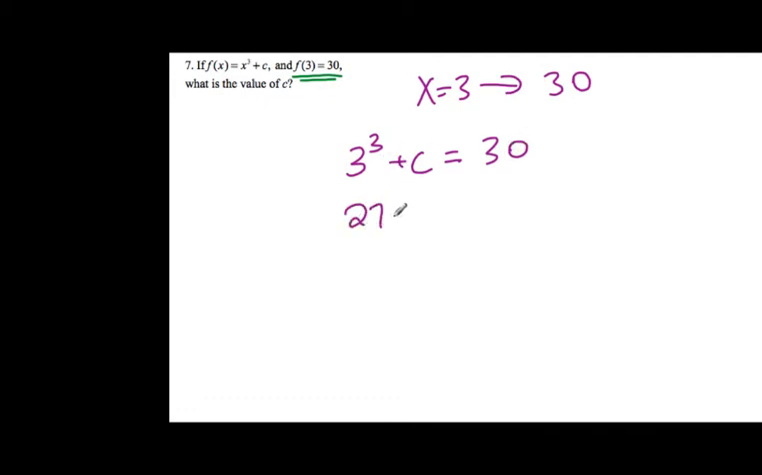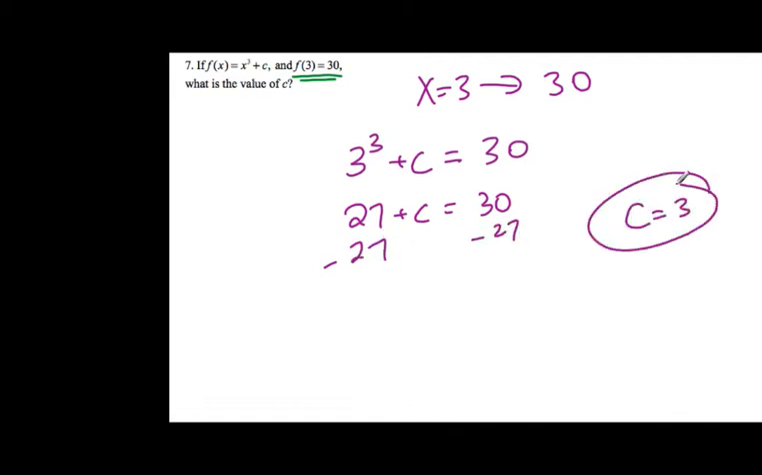When f of 3 is 30, what's the value of c? So now when we plug in x is 3, we're going to get 30. So plugging in x is 3, we're going to get 30. 3 to the 3 is 27. Plus c equals 30, minus 27, c equals 3.